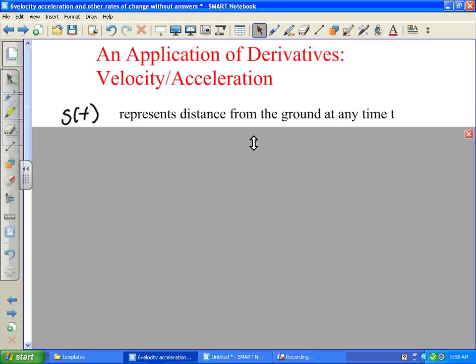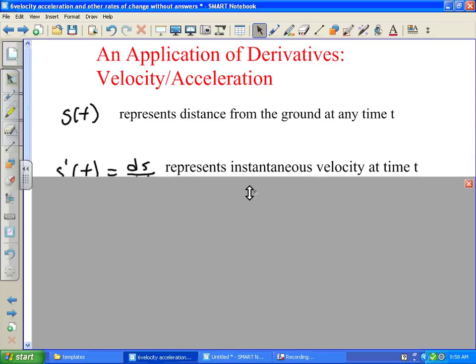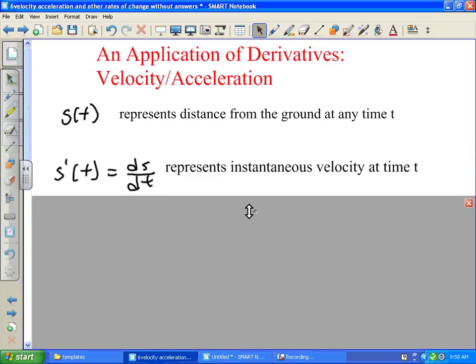So if we assume that s of t is our distance function once again, the distance from the ground at any given time t, then we've already seen that s prime of t, which can also be written as ds over dt, the rate of change of distance per time, represents instantaneous velocity. And today it will be helpful to know the units, because units will help us interpret certain derivatives. So for example, ds over dt, that's change in distance per unit change in time.